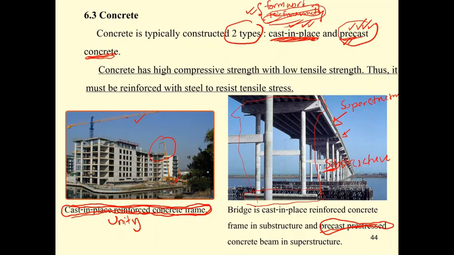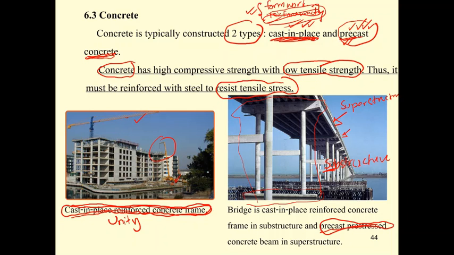Concrete has a high compressive strength. Okay, that means it can take a lot of compression. However, concrete has a low tensile strength. That's why we need to put the steel in for reinforcement to increase its tensile strength. Okay, we reinforce with steel to increase tensile strength.